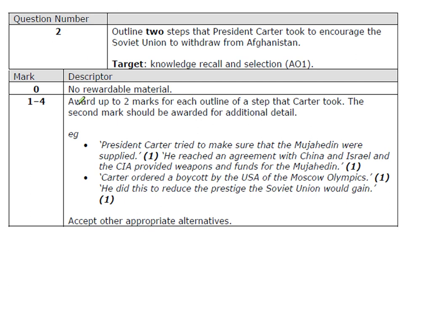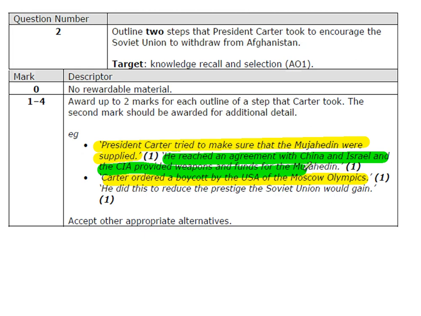Now we can see here, award up to 2 marks for each outline of a step that Carter took. The second mark should be awarded for the additional detail. So, if we think about it, that was the point. That's the point. And here we get the additional detail.